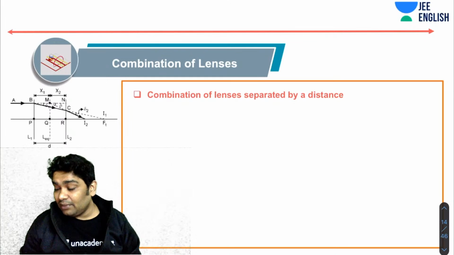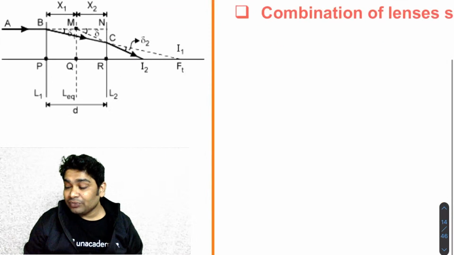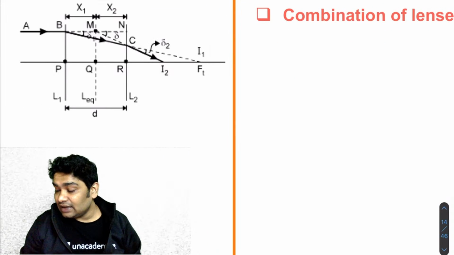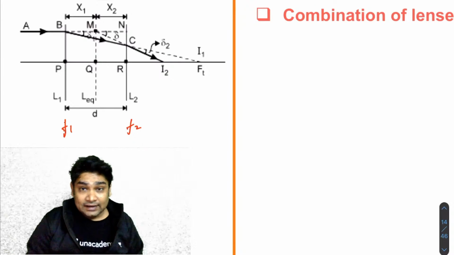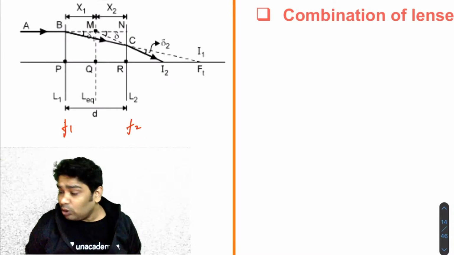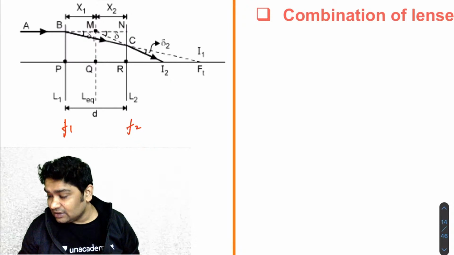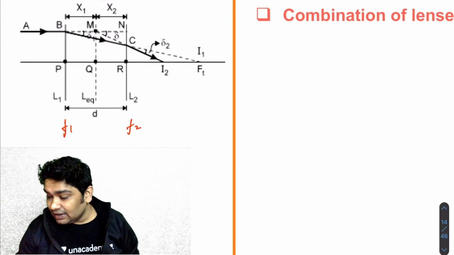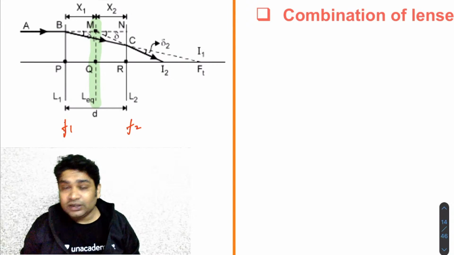Okay, so here imagine you have two lenses. The first one has a focal length of, let's say, f1. The second one has a focal length of, let's say, f2, and these two have been separated by a distance d. Now we want to replace both these lenses by a single lens. So this is the single lens that we are trying to replace both the lenses by.